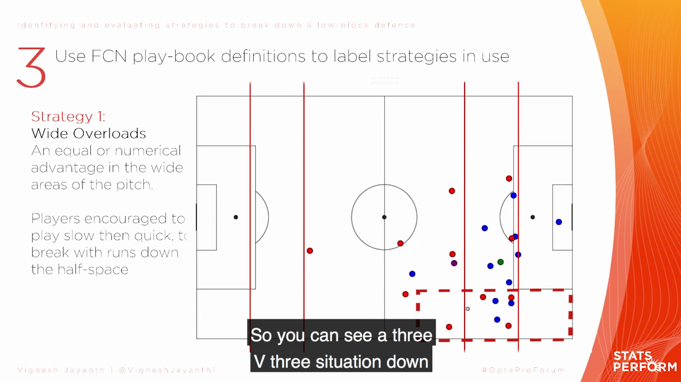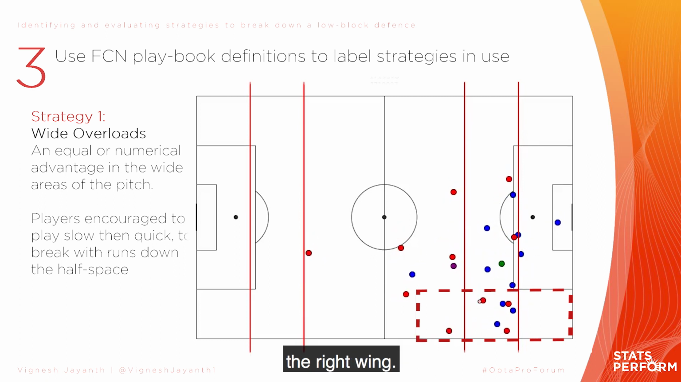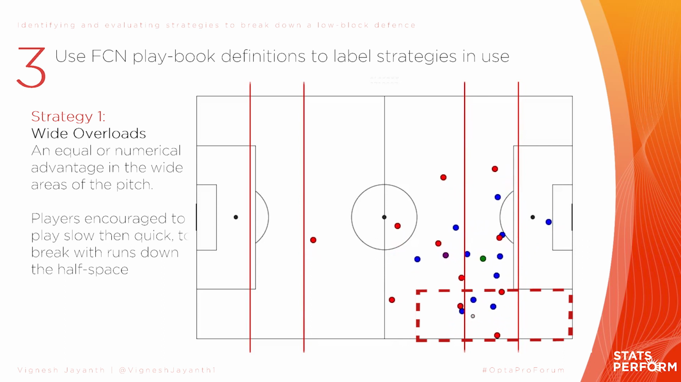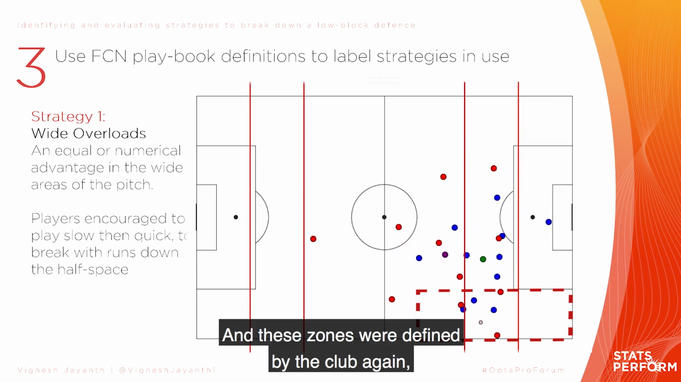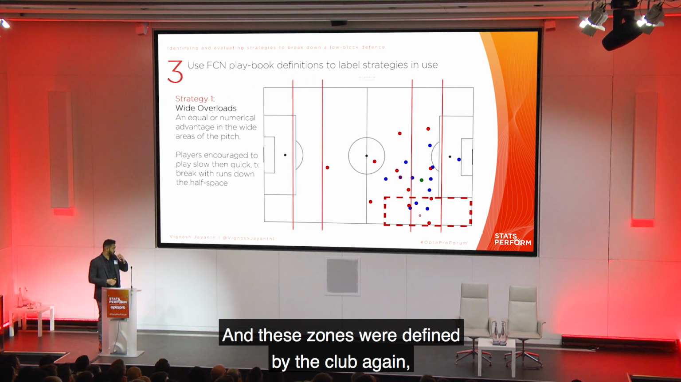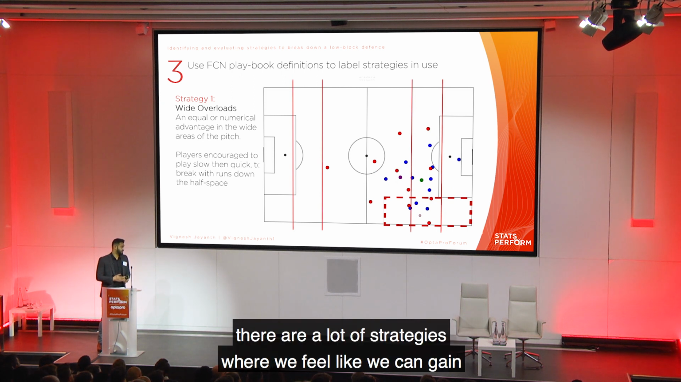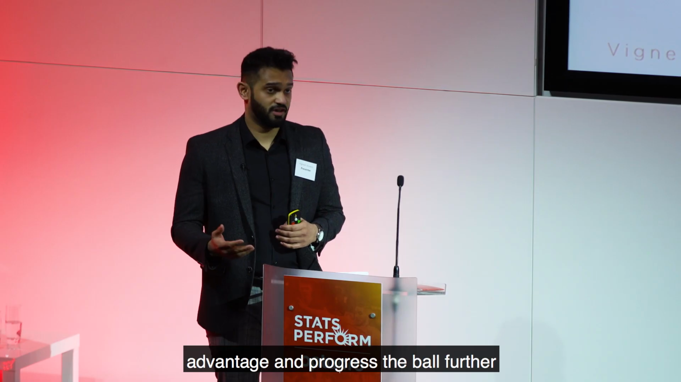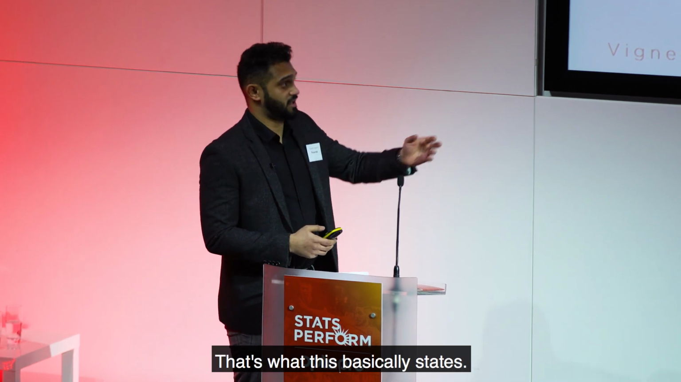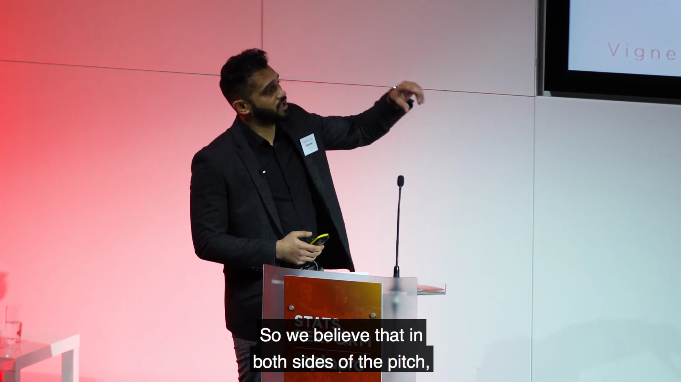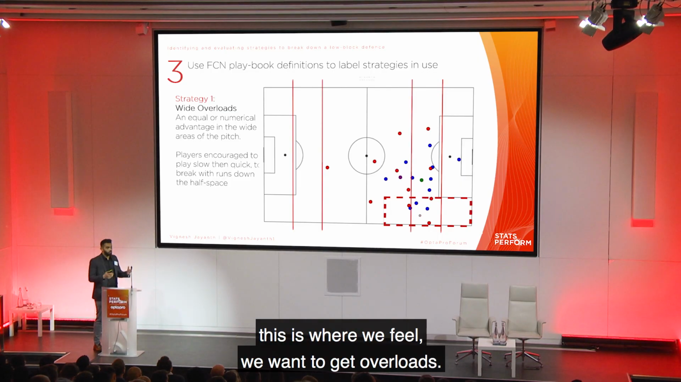So you can see a 3v3 situation down on the right wing, and similar. We basically try to see the wide overloads in both these zones, and these zones were defined by the club. In many clubs there are a lot of strategies where we feel we can gain an advantage and progress the ball further in certain areas of the pitch. That's what this basically states. So we believe that on both sides of the pitch, this is where we want to get overloads.